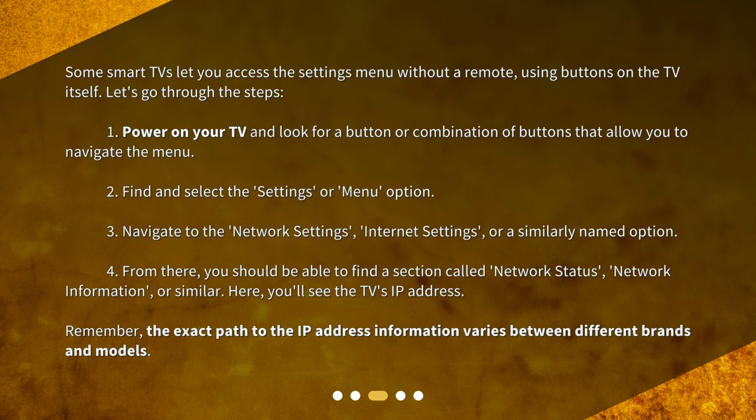3. Navigate to the Network Settings, Internet Settings, or a similarly named option. 4. From there, you should be able to find a section called Network Status, Network Information, or similar. Here, you'll see the TV's IP address. Remember, the exact path to the IP address information varies between different brands and models.